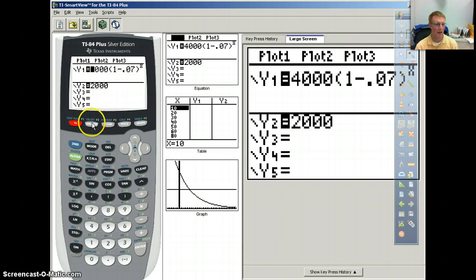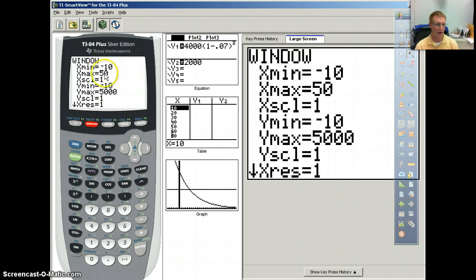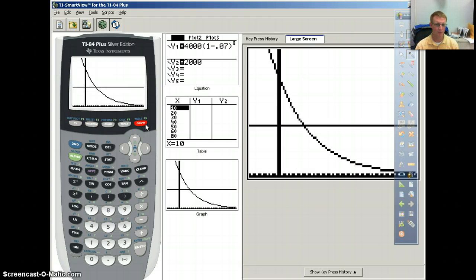Now, watch what I did with the window. I knew that my y max was going to have to be pretty large because we had y equals 2,000. And then I made my x max 50 so we could see the whole thing. So when I graph it, here's what our graph looks like. We have our exponential function that's going down like this, and we have our y equals 2,000 going across like this. All we're looking for is this intersection point right here.